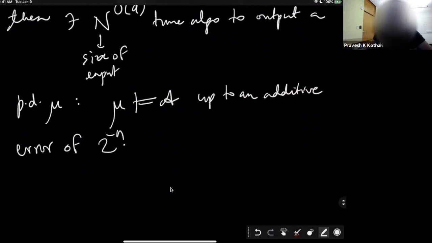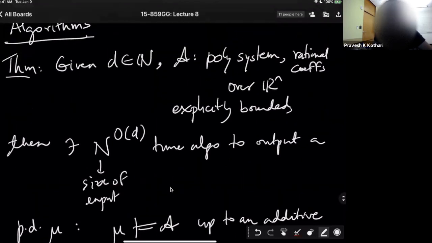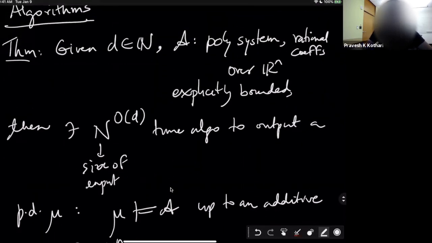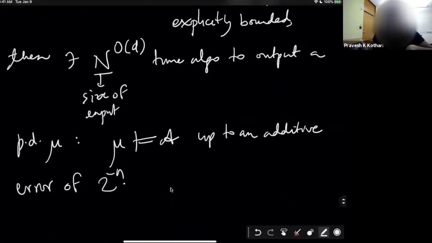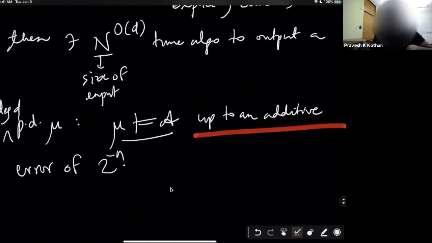Let's again make sure we understand this statement. I'm given a system of inequality constraints A, and I'm assuming it's explicitly bounded, so it has some constraint, some x_i squared less than or equal to M for some number M that appears explicitly in it. Then I count the bit complexity of the representation of all polynomials, and let's say that bit complexity is capital N. That's the size of the input. Then there is an N^O(d) time algorithm to compute a degree d pseudo distribution that satisfies the constraint system A. The only thing I need to explain is what this additive error of 2 to the minus n means.